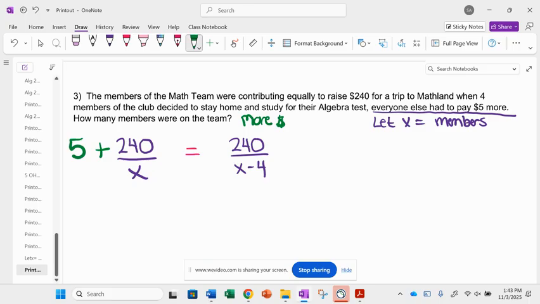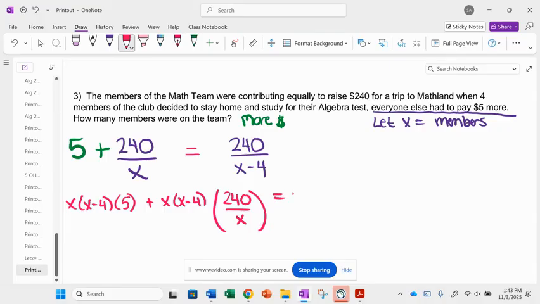Can I cross multiply here? No. What should I do? Eliminate the denominator. And what will I multiply to eliminate the denominator? Multiply by? You got it. X times the quantity of x minus 4 times 5 plus x times the quantity of x minus 4 times 240 over x equals x times the quantity of x minus 4 times 240 over x minus 4.